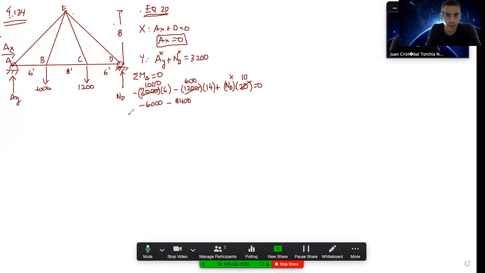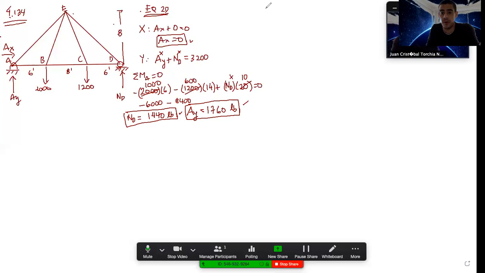And so from here, I have that ND should be equal to what? These are negative, so I'm going to pass them positive to this side. Therefore, what I will have is this number. These are pounds, so let me put ND equals this number. If I substitute over the sum of forces in Y, I will get that AY equals 1,760 pounds. I don't like the numbers too much, but that's what it is. Okay, so bam, bam, bam. You have solved the equilibrium of the problem so far.